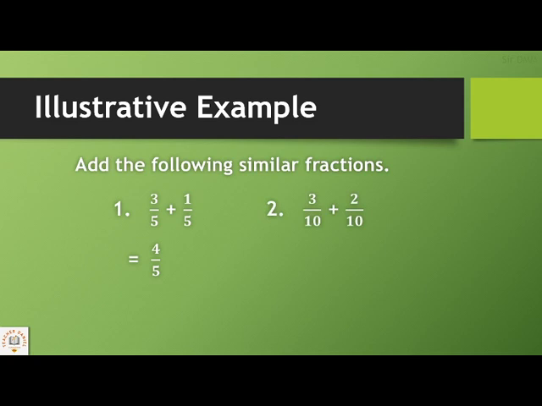Second example, 3 tenths plus 2 tenths. Just copy the common denominator, that is 10, and then add the numerators. 3 plus 2, that is 5. So the answer is 5 tenths. But we can express our answer in simplest form. That's 1/2. So our final answer is 1/2.